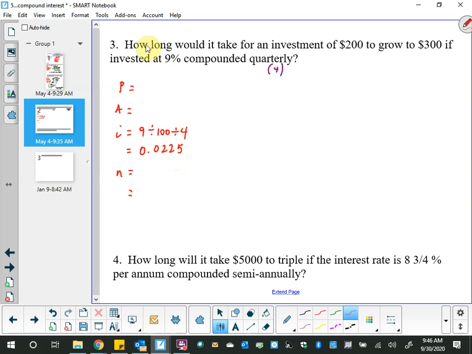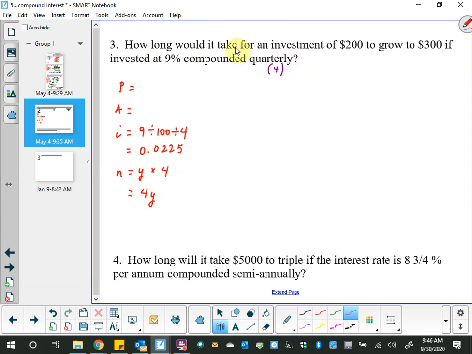N. Oh, I better read the question. How long would it take for an investment of 200 to grow to 300 if invested at 9% compounded quarterly? So I don't know how long it is. So I'm going to put a y in here, and I'm going to times it by 4, because that's what I'm supposed to do. I'm supposed to take the number of years, whatever it happens to be, and times it by the special number, and then I'm going to pretty it up. So I'm going to make it look like that. So when I go to find the n, which is actually the answer for how long, I'm going to have to divide by 4, because here I'm timesing by 4.